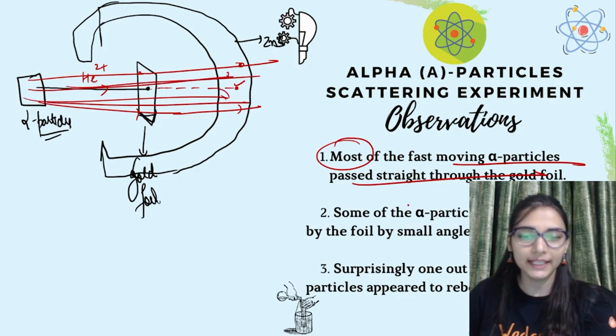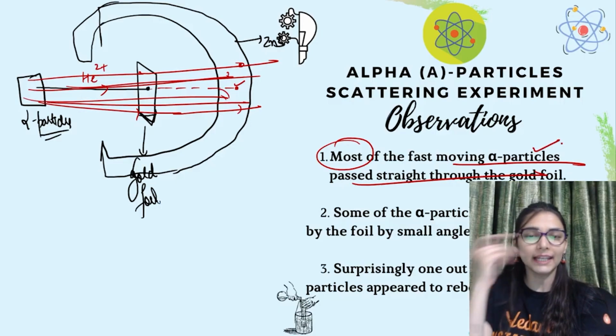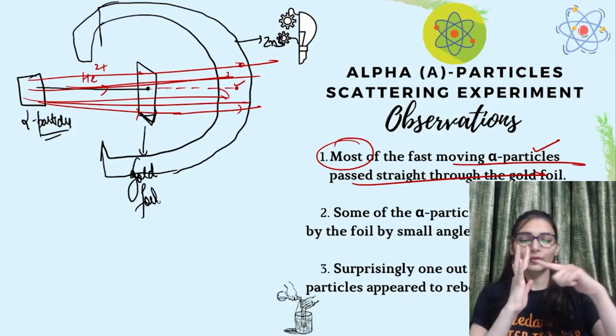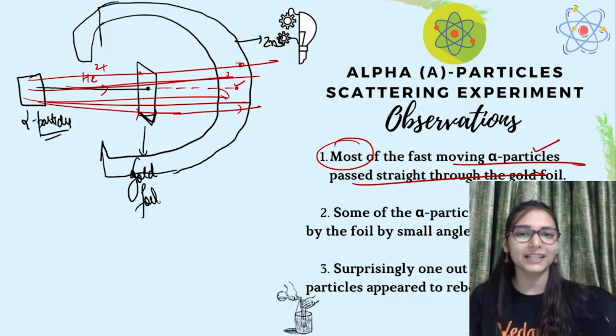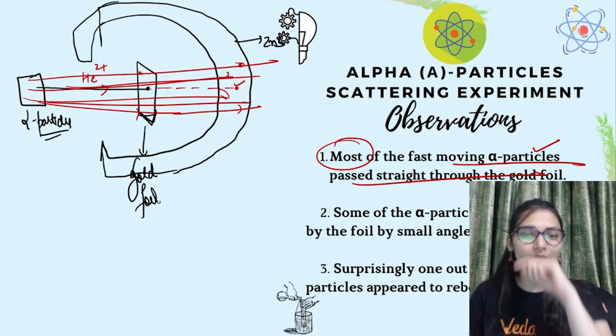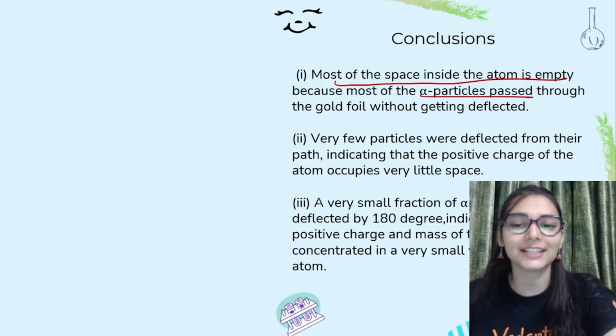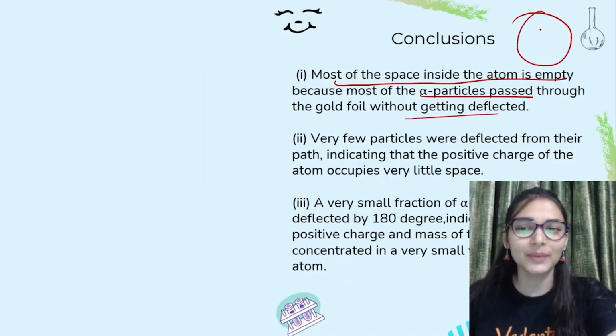The second point, what is this first point telling you? What do you conclude from here? If something is passing straight through a space, that means there is nothing there. So the first point concluded was that most of the space inside the atom is empty. This is the atom, it is empty, most of the space.